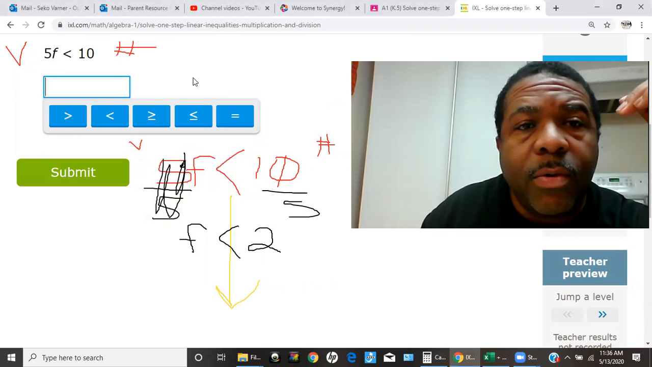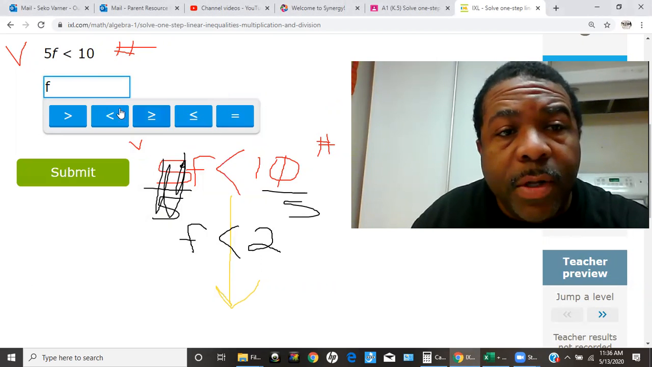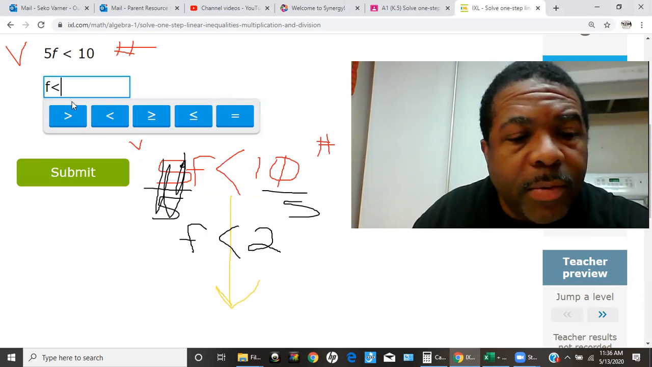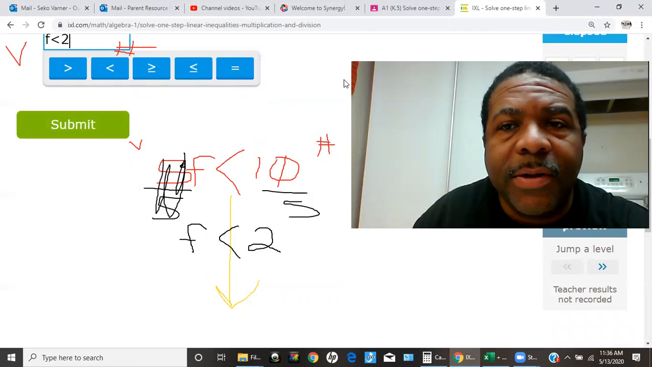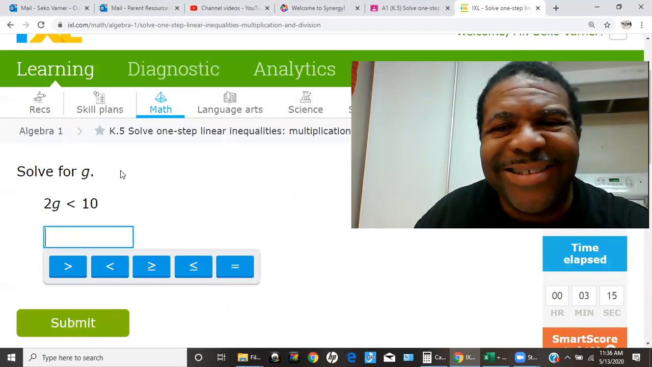So now we're going to enter the information. We have f, we're going to use these tools, and that is less than. So we use the less than symbol, and then we'll type in the 2. Let's see if we're right. That's right. It said that's right.